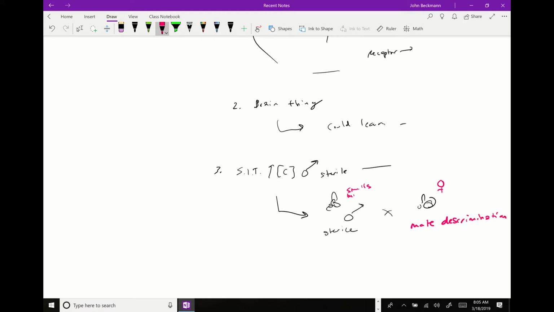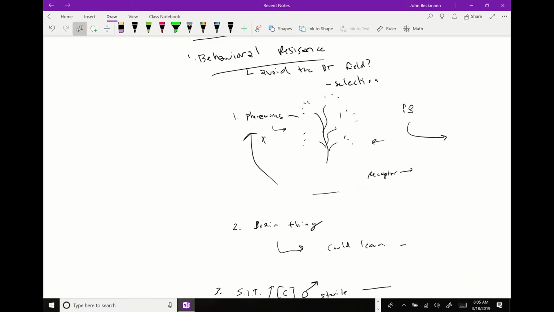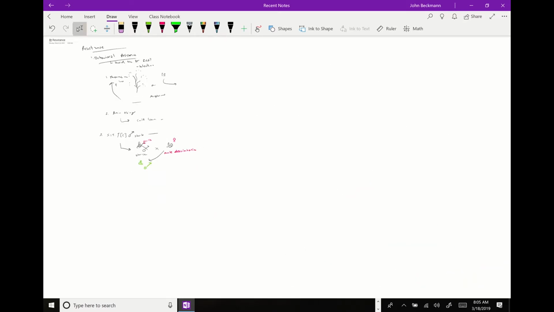Where the female knows that's a bad male. I don't want to mate with that one. I want to mate with that wild type guy right there who is fertile. And so she goes and mates with him instead. That would be another case of behavioral resistance. Okay. So it might be a mutation, or it might be something neurological that changes in the brain synapses. It could be a learned behavior, but behavior, you get the point. It's a behavior. It's not necessarily talking about a mutation per se.